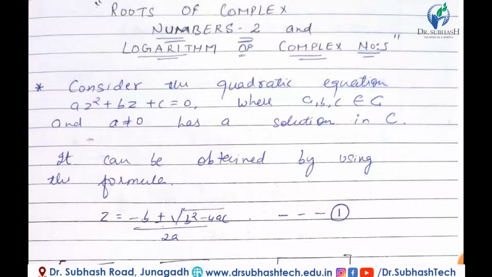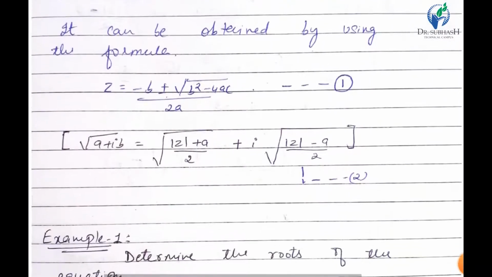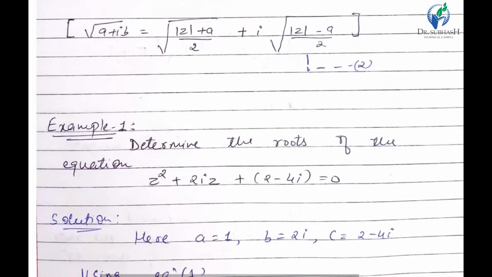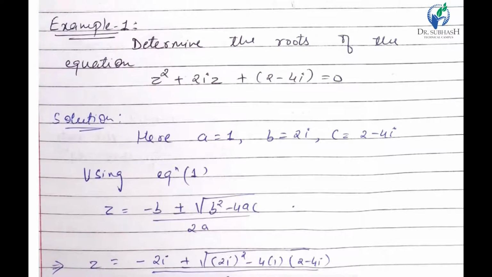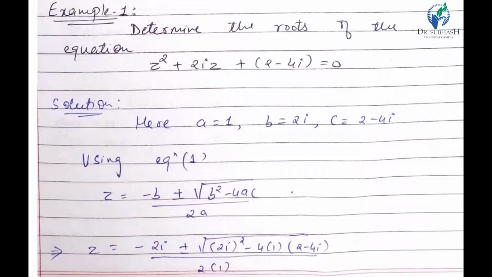We will use one more formula, that is, under root of a plus ib, which is equal to root of mod z plus a by 2 plus i root of mod z minus a by 2. We name this as equation 2. We will use these two formulas to find the roots of complex equation. Now let us understand this with some examples.